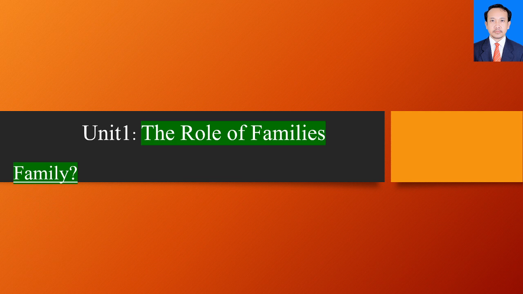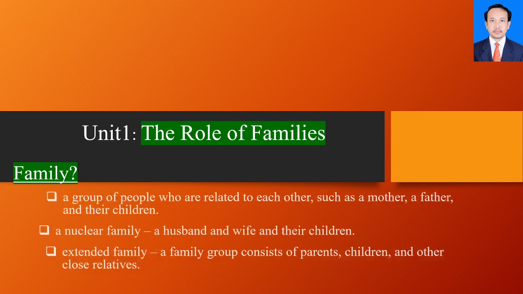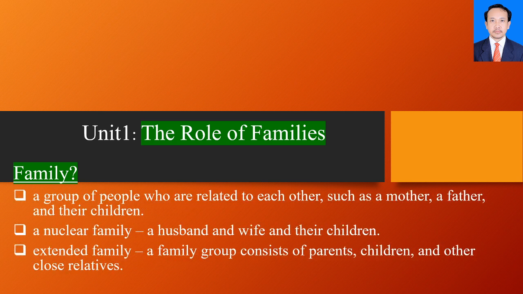The question I would like to ask you here is on the first slide. What is family? Take a look at this answer. Groups of people who are related to each other, such as a mother, a father, and their children. This is called the first definition of the family. The second one is we can say that a family is a nuclear family. Nuclear family here refers to a husband and wife and their children. And the third one, extended families. It may refer to family groups consisting of parents, children, and other close relatives.